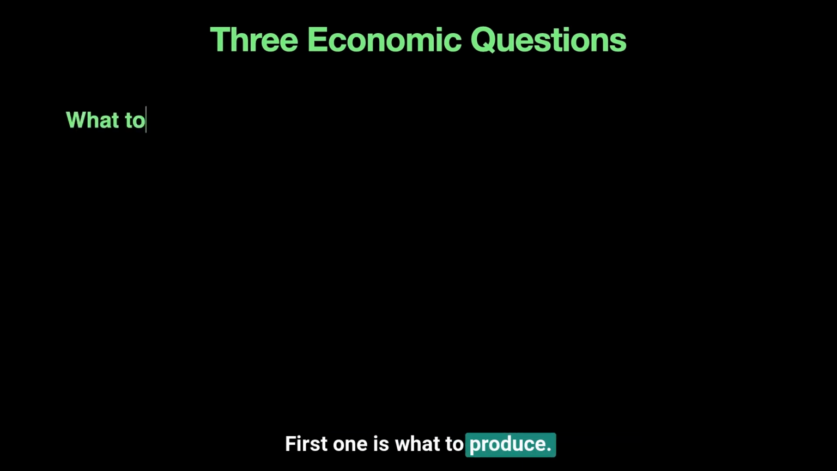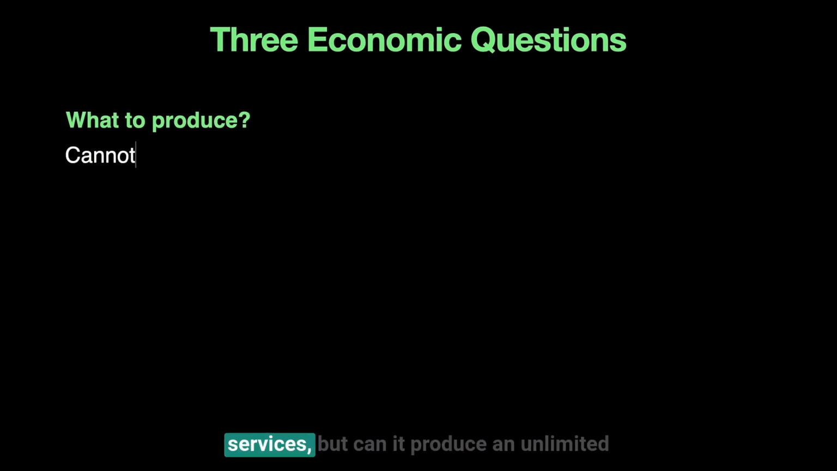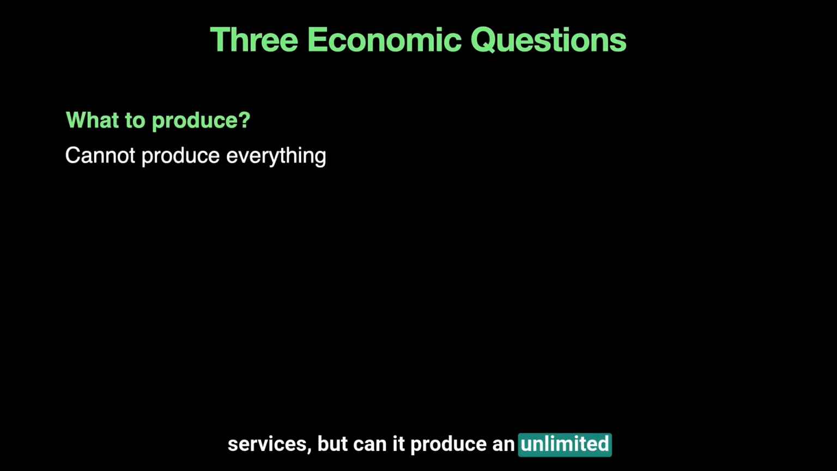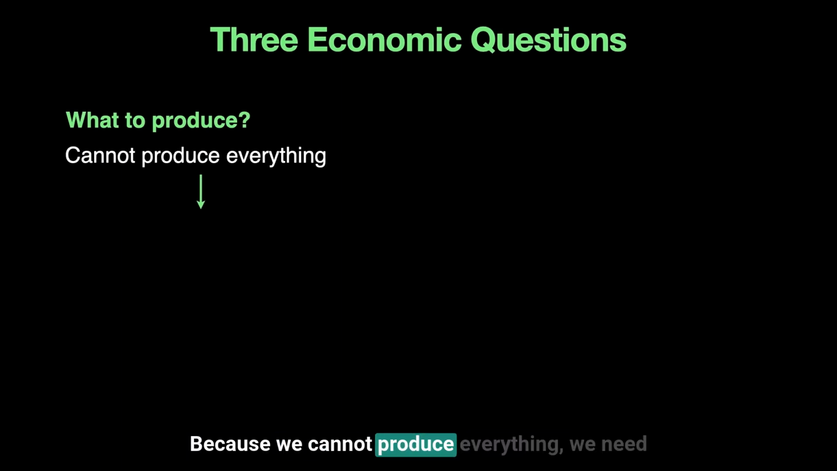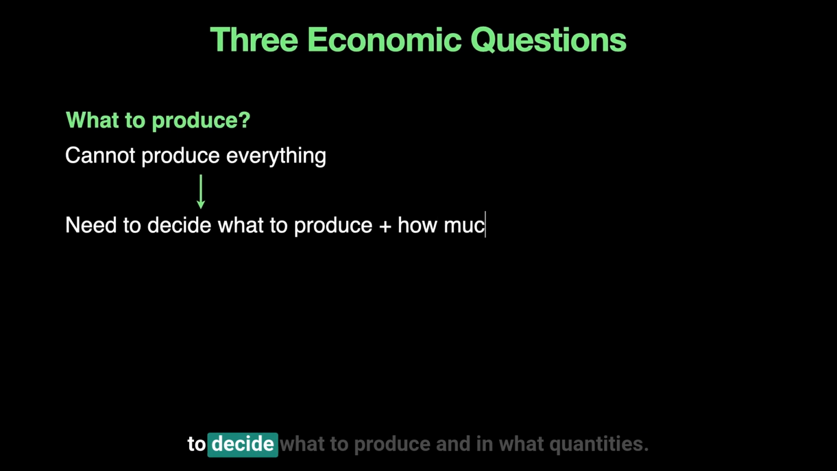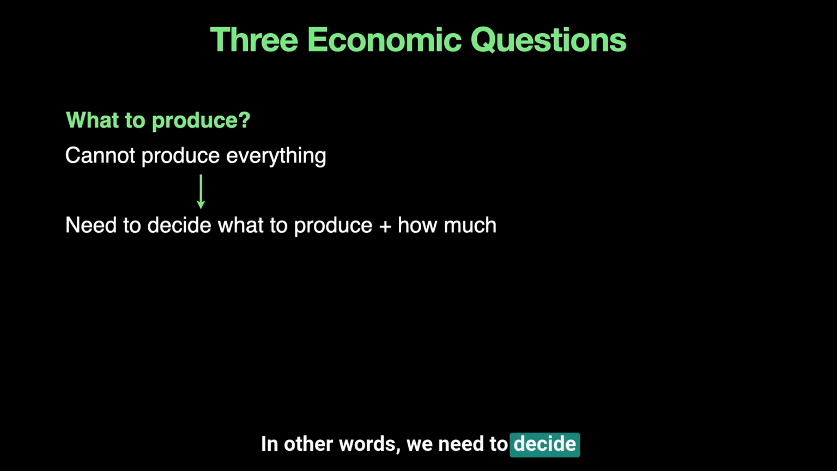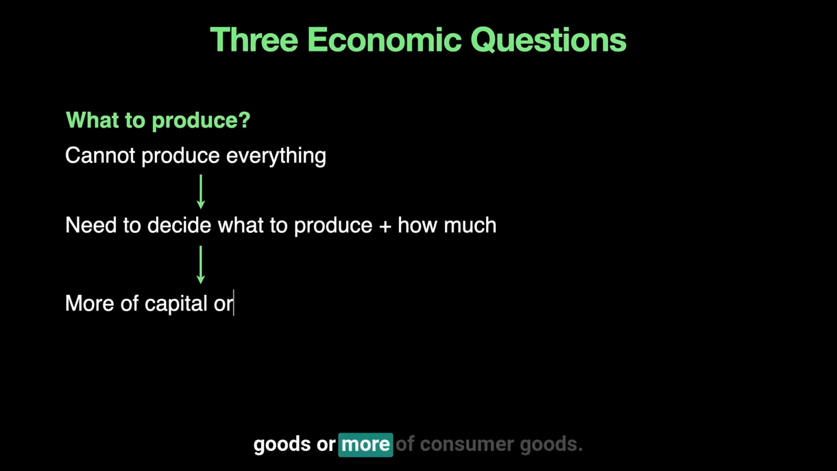First one is what to produce. Now, the idea is this: an economy can choose any mix of goods and services, but can it produce an unlimited amount of goods and services? And the answer is no. Because we cannot produce everything, we need to decide what to produce and in what quantities. In other words, we need to decide whether we want more of capital goods or more of consumer goods.